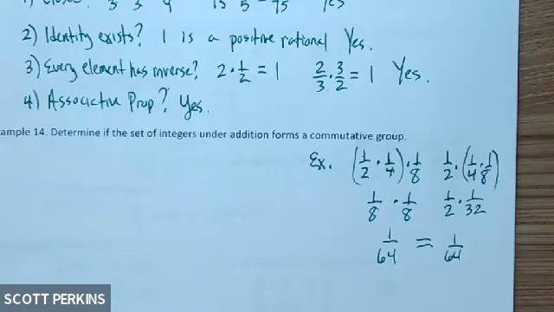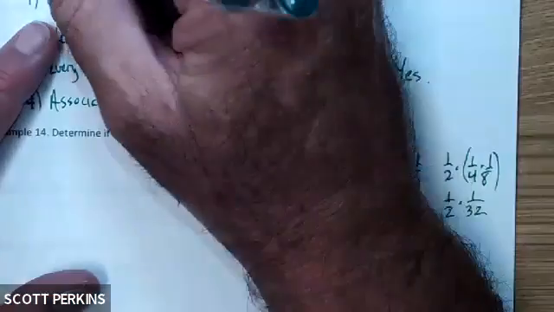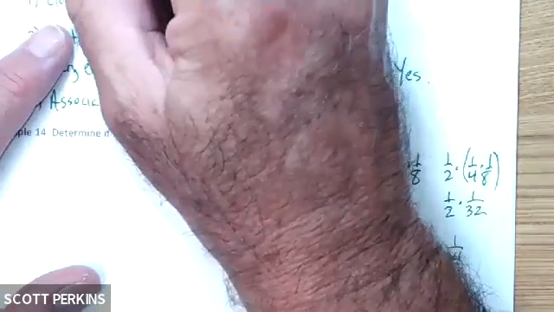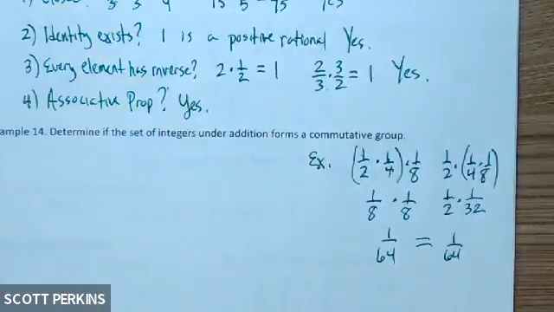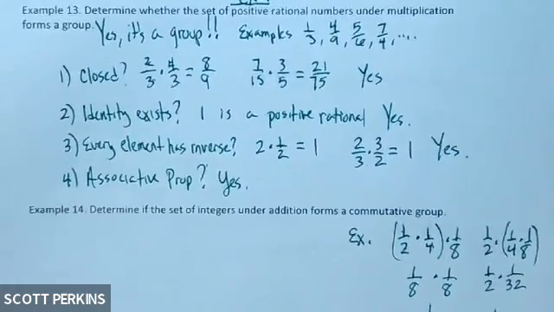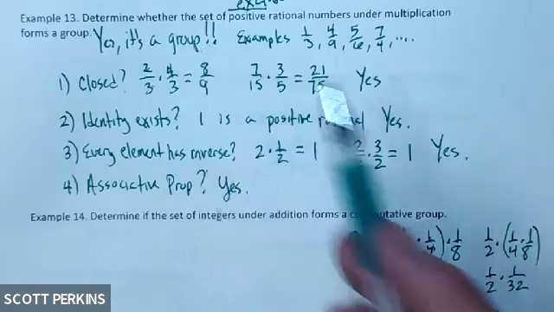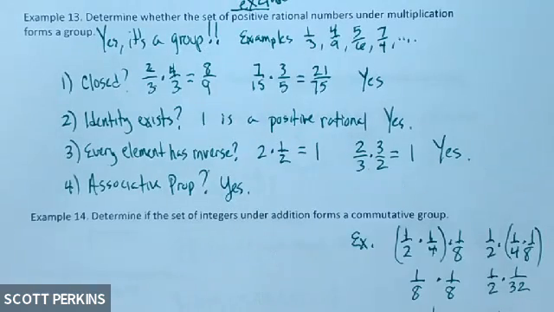So example 13, are the set of positive rational numbers under multiplication a group? Yes, it's a group. And I'm going to be excited about it. I'm going to put a couple exclamation points. Whoops, you didn't see any of that because it's off the screen. But yes, it's a group with exclamation points because we are excited because that was a difficult problem.